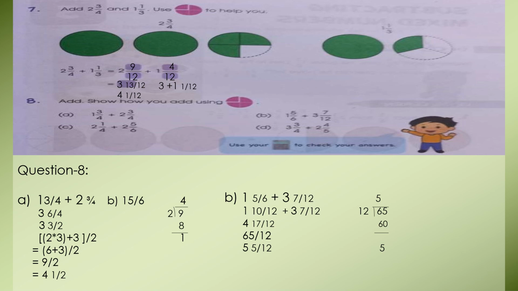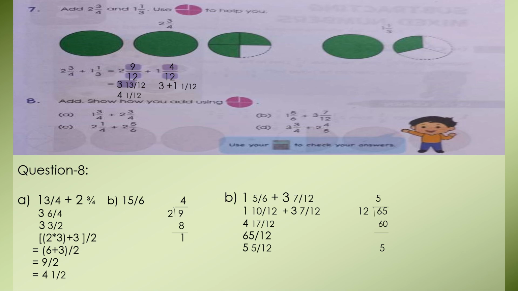Now we have 3 whole number 13 over 12. But 13 over 12 is still an improper fraction, so we are going to use division to get the answer as a mixed number, and it comes out as 1 whole number 1 over 12. So our end answer is 4 whole number 1 over 12.